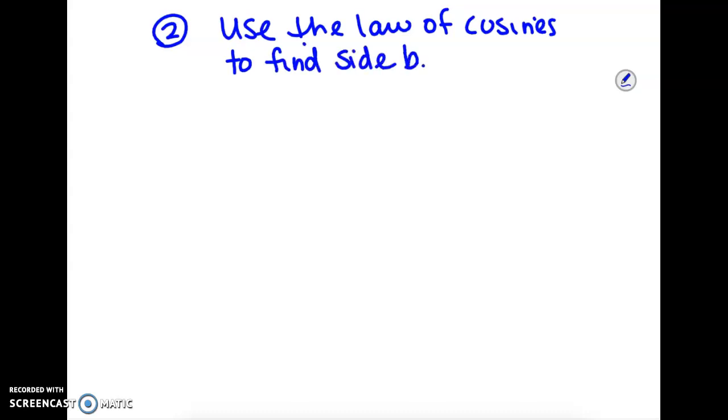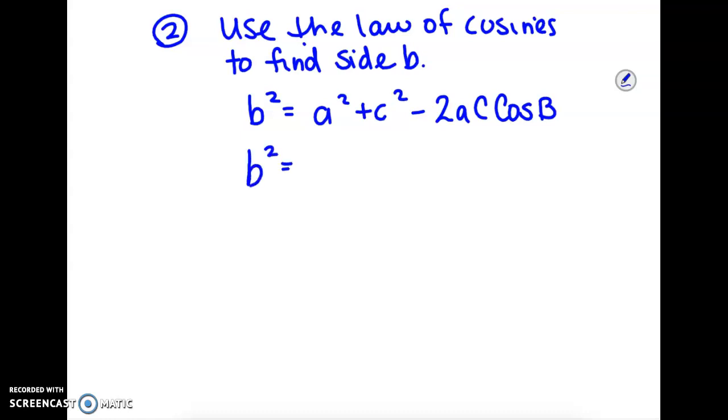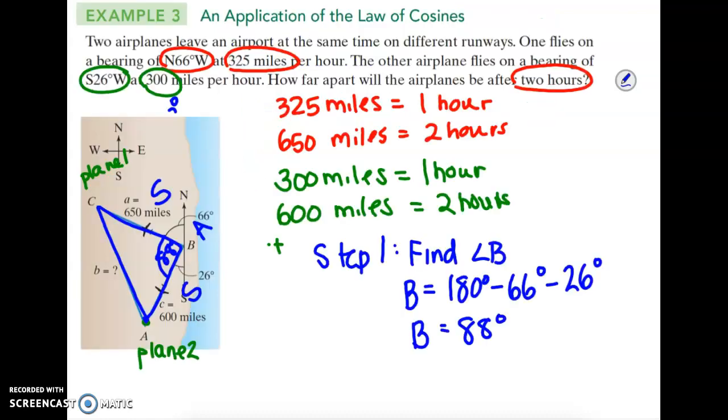side B. So law of cosines is B squared equals A squared plus C squared minus 2AC cosine of B. And then we would substitute those values in from the previous slide. So going back to that previous slide, this was our angle, 88 degrees. That's our big B. This is our side A and our side C. And we're going to find that side right there.